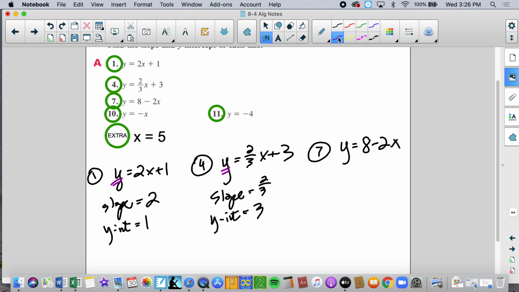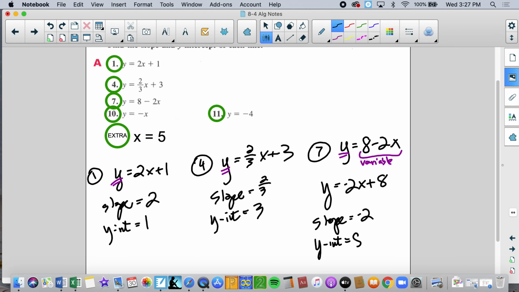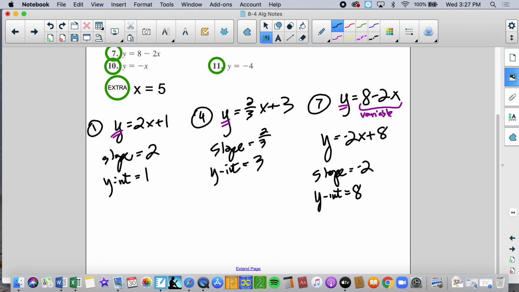Number 7, y equals 8 minus 2x. Is y isolated? Yes. However, notice the variable is not first. So we have to rearrange that right side so my variable comes first. And when you flip it, you better make sure that the negative that's attached to the 2 is attached to the 2 when you rewrite it. And this 8 is positive, so it better be positive when you flip it. Now we can pull out the slope, which is -2, and the y-intercept, which is 8. That was number 7.